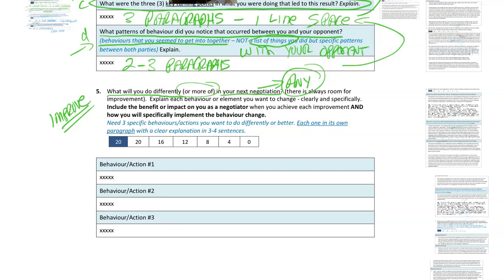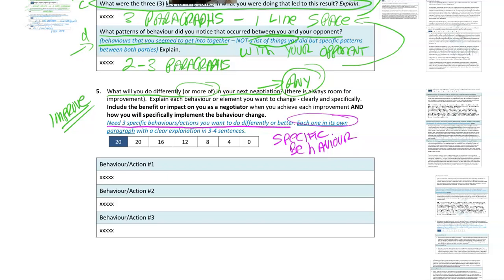Make sure you're focusing on specific behavior. And what we mean by this are actual actions you are going to try to do differently. So it's not enough to say, well, I'm going to plan better or read the case better. That's just bogus. You really want to focus on 3 specific behaviors or actions you want to do differently or better, each one in its own paragraph.